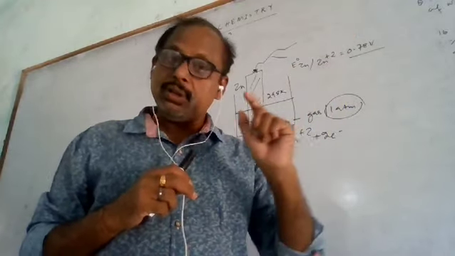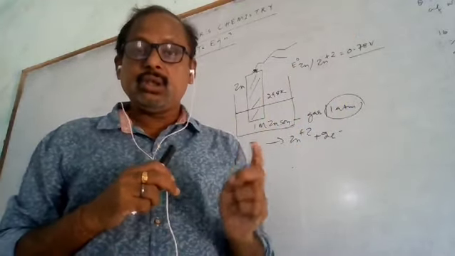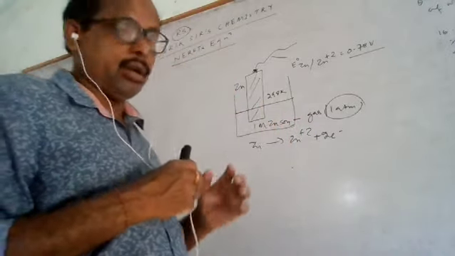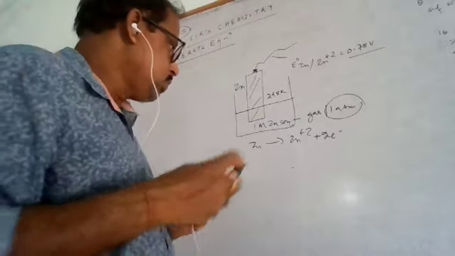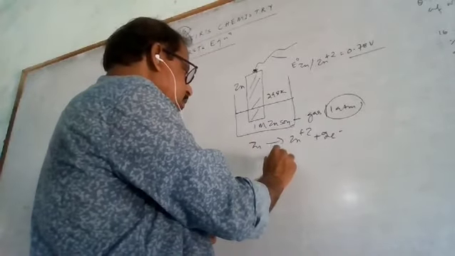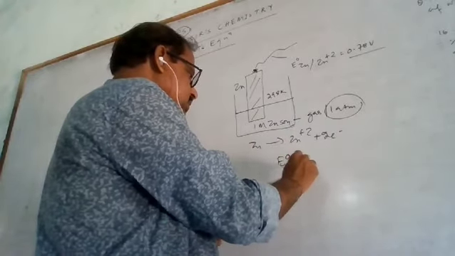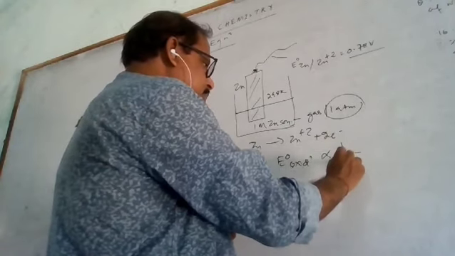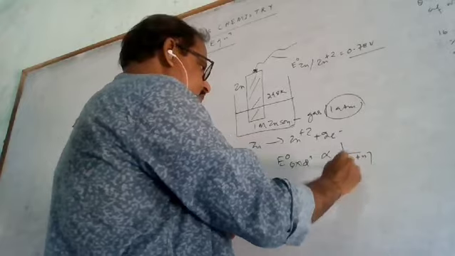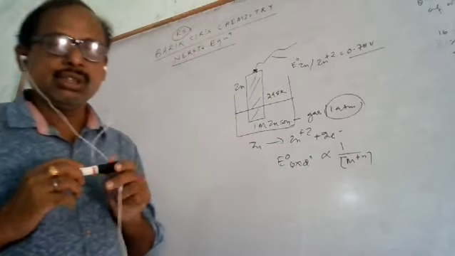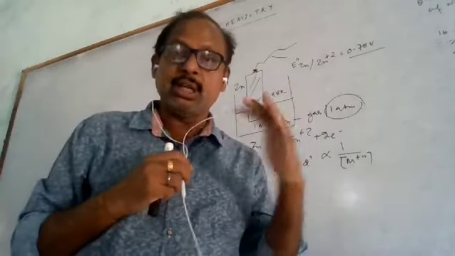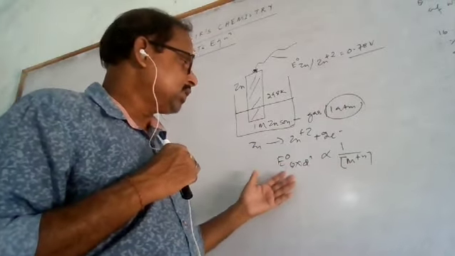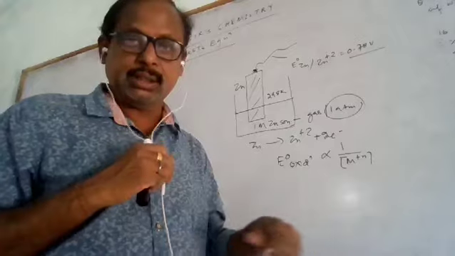So the value will definitely change because the electrode potential depends upon the concentration of the ions. The standard oxidation potential, E naught oxidation potential, is inversely proportional to the metal ion concentration. When the metal ion concentration increases, because of Le Chatelier's principle, the oxidation potential decreases.